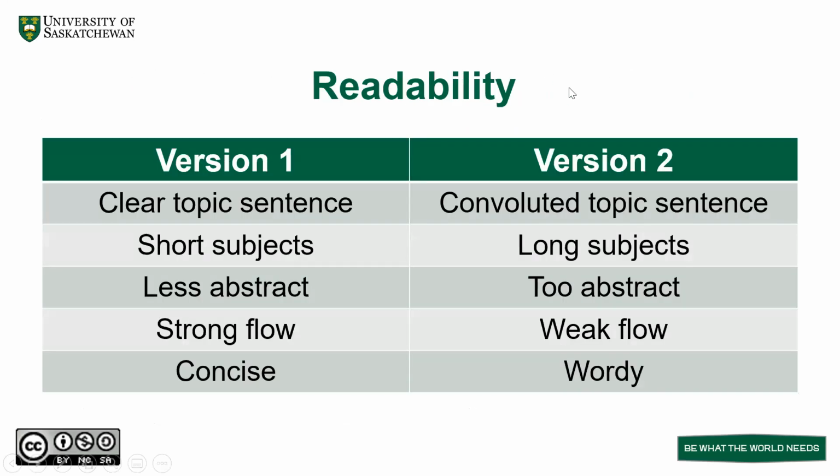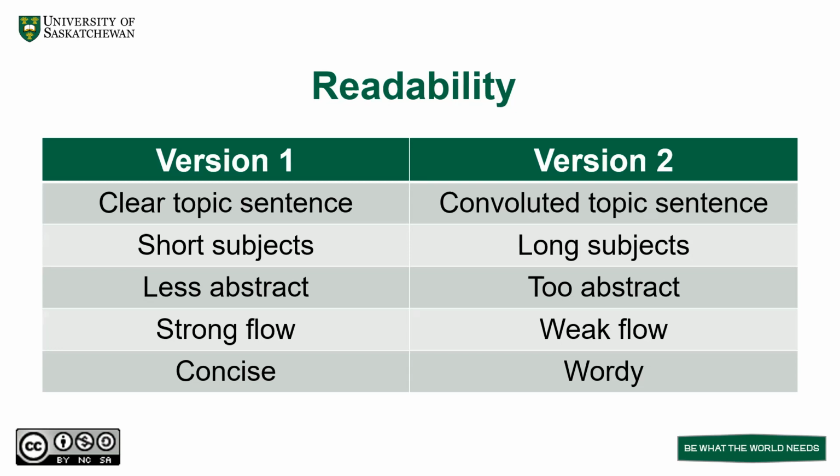So if we were to compare these two pieces of text, we might say that, okay, here are some of the advantages to that first version compared to the second version. In the first version, we have a clearer topic sentence, we have shorter subjects, it's less abstract, there's a stronger flow, and it's more concise.